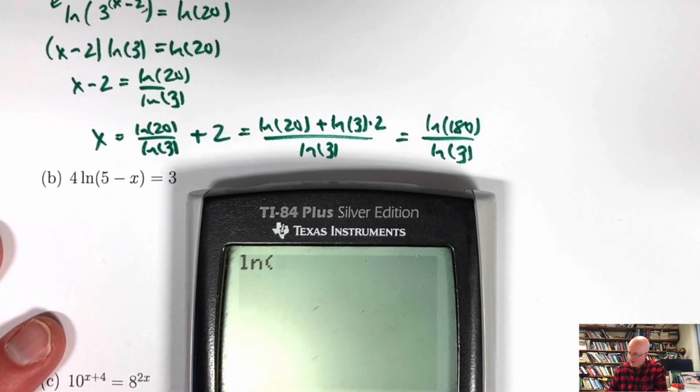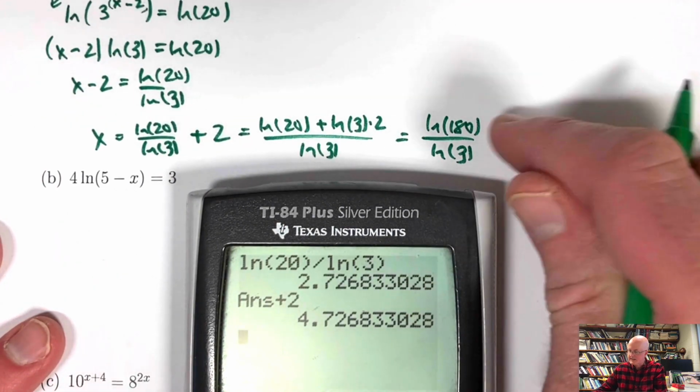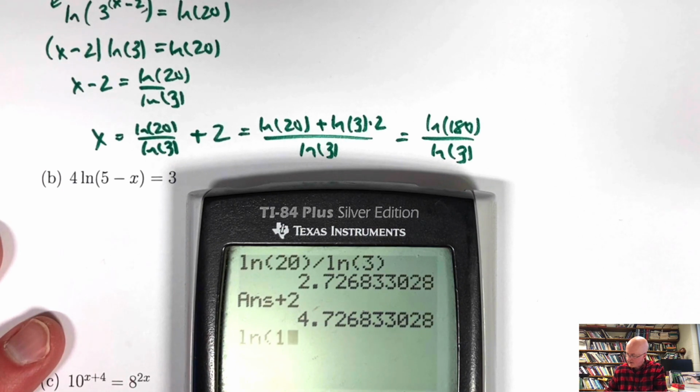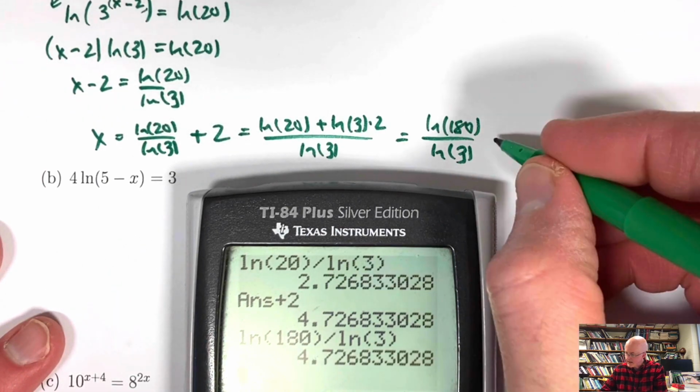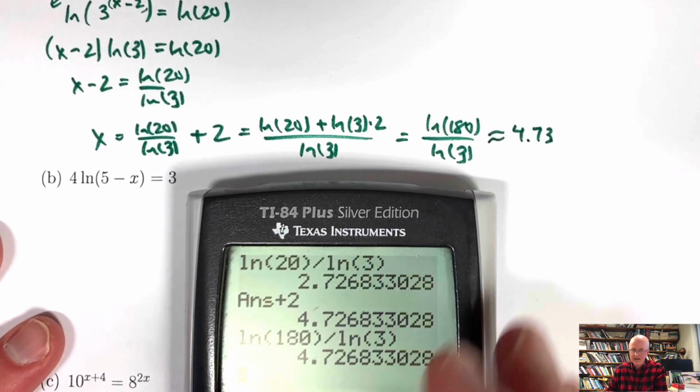Let's see what it is approximately. ln of 20 divided by ln of 3 is about 2.73. Add 2, I get about 4.73. Let's see if this is the same thing. ln of 180 divided by ln of 3 is approximately the same thing. It is the exact same answer, about 4.73.